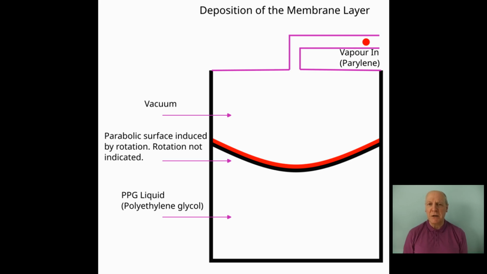The important thing, two important parameters here, is that this process is done in a vacuum, and the liquid used must have low vapor pressure. In other words, we don't want molecules coming up from the parabolic liquid, because that will then get into the vacuum and would deposit on the surface. In other words, it would cause an impurity. So polyethylene glycol is ideal for this. It has very low vapor pressure.